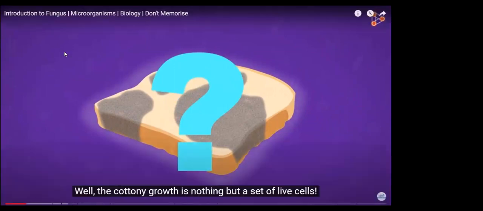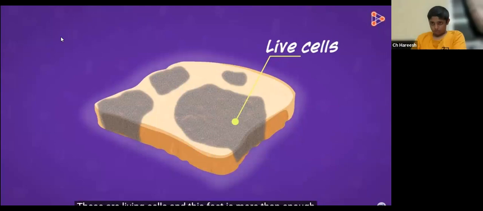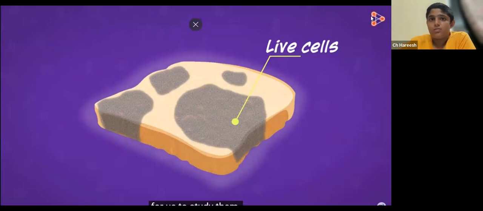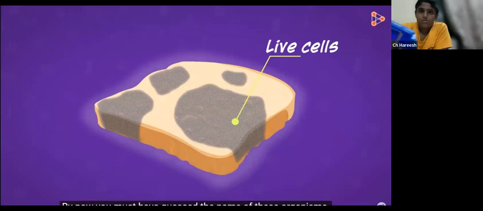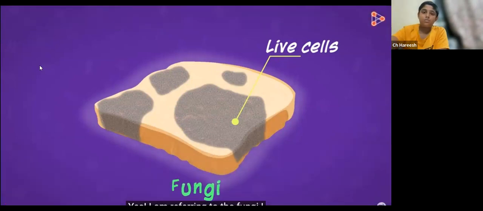Well, the cottony growth is nothing but a set of live cells. Yes, these are living cells, and this fact is more than enough for us to study them. By now you must have guessed the name of these organisms. Yes, I'm referring to the fungi.